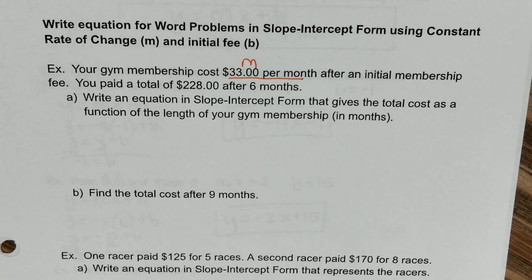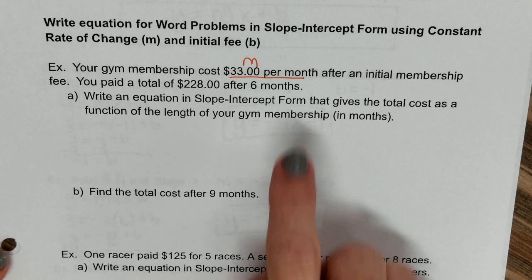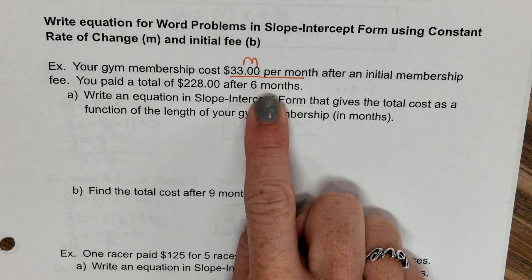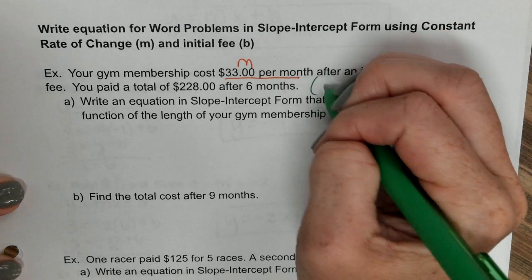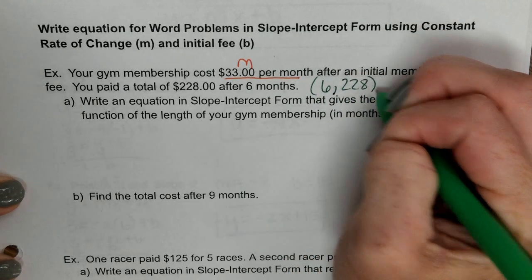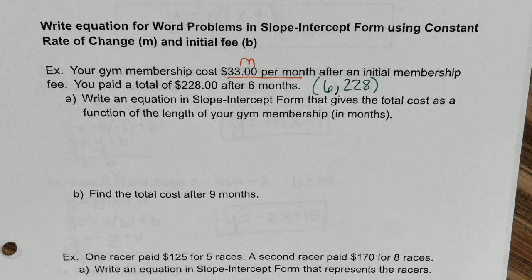You paid a total of $228 after 6 months. What do you think that is? They gave me 2 numbers. The Y and the X? That's the X and the Y. They gave me a coordinate, like a possible solution. Because I could go there for 1 month, for 2 months, for 3 months. Y'all see what I'm saying? But they gave me a specific X, which is 6 months, and a specific Y, which is 228. That is a point that falls on this line. So they gave me (6, 228). How do I know that the 228 is the Y? What did I tell y'all? Money is always the Y.